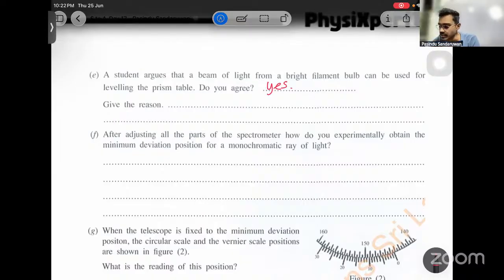Give the reason. The reason is that to level the prism table, we use the reflection of light. Then no issue. Give the reason: reflection of light is used to level the prism table.